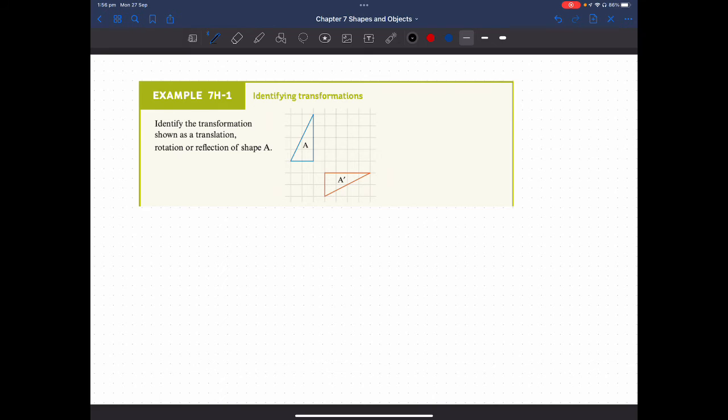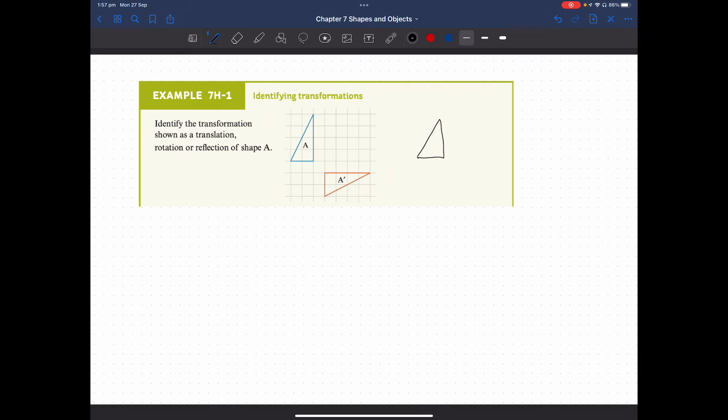In this example, it says to us, identify the transformation shown as a translation, rotation, or reflection. If we were going to consider a translation, then the triangle has to be in the same orientation. If we look at A dash, it most definitely is not. So it cannot be a translation.